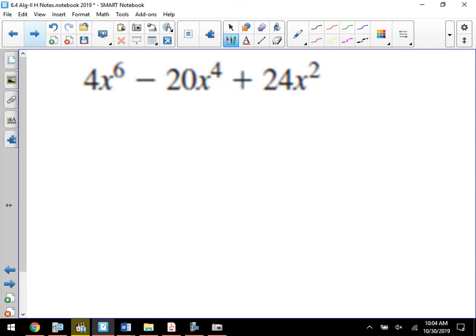Now, no matter what, what's always your first rule of factoring? What's our GCF here, guys? 4x squared. So if I factor out the 4x squared, how many x to what power am I left with? X to the 4th, okay. Minus 5x to the 2nd. And then plus 6. We okay with that?